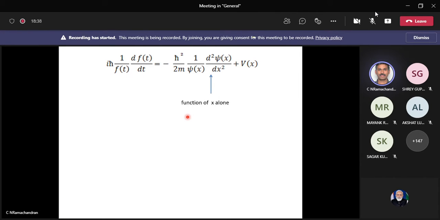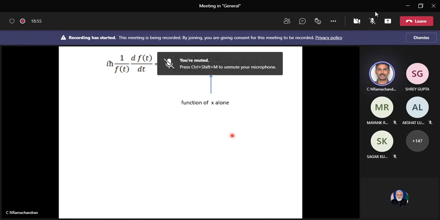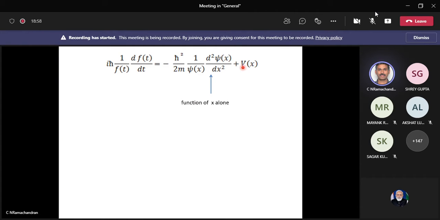And what about the right hand side? The right hand side is a function of x alone. That means the right hand side is a function of position alone. So are you assuming potential energy is only a function of space and not of time? Yes, in this particular case, I am considering potential energy as position only, because the right hand side is a function of x alone. Otherwise, I cannot say so. So this is a function of x alone.